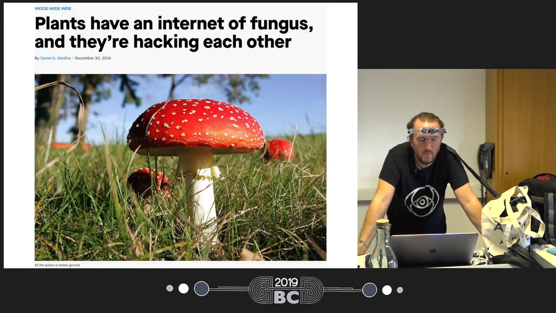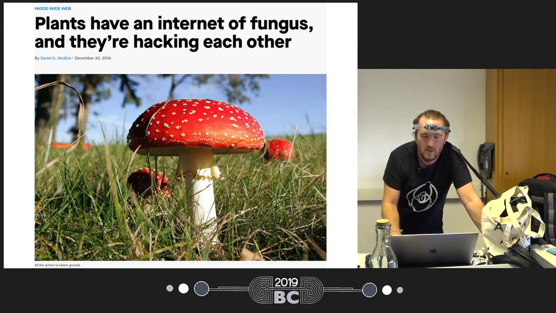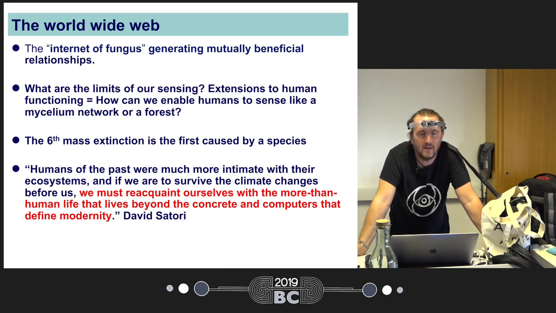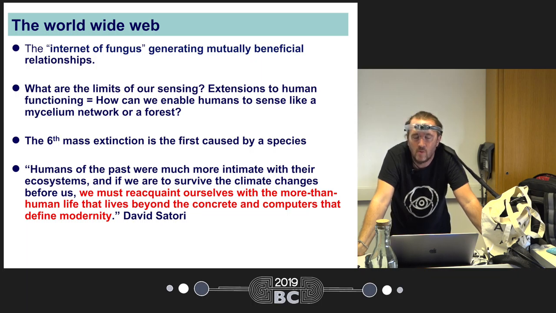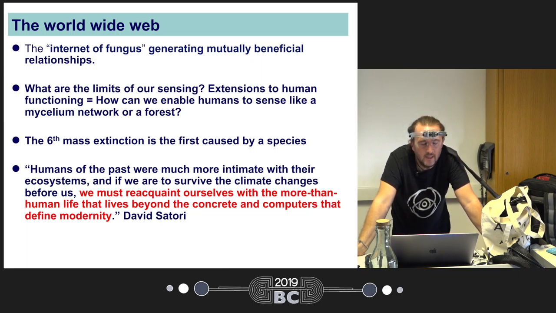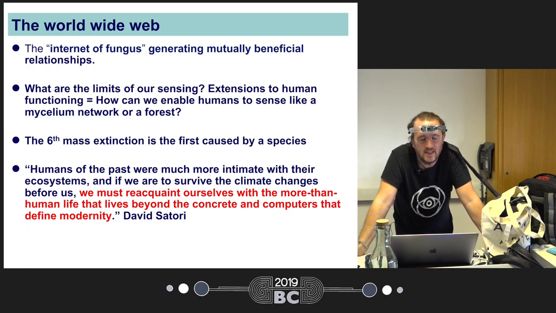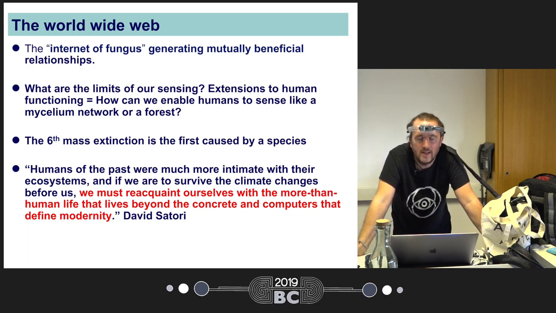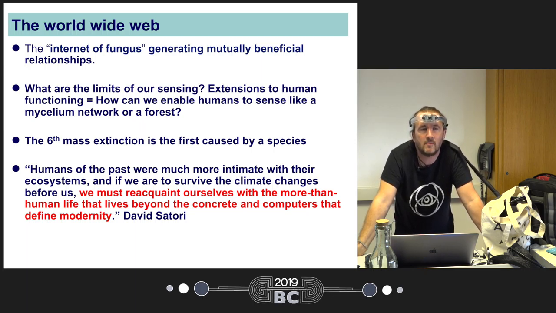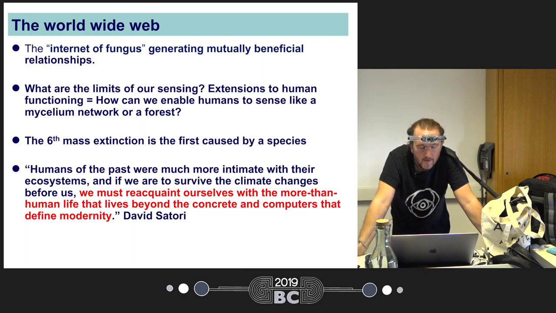So just finishing off, plants have an internet of fungus and they're hacking into each other. I'm really fascinated by the fact that we've got mushrooms who have survived 5 mass extinctions, and yet we are causing a mass extinction. So what can we learn from mycelium? What can we learn from these incredible beings? And also, what are the limits of our sensing? How can we enable ourselves to sense like a mycelium network or a forest?